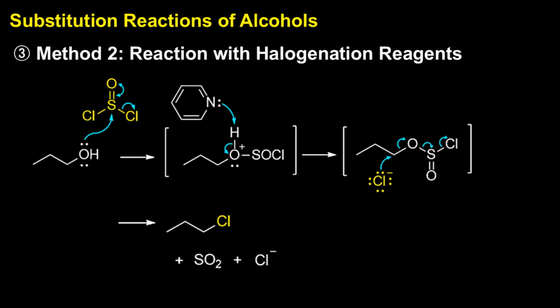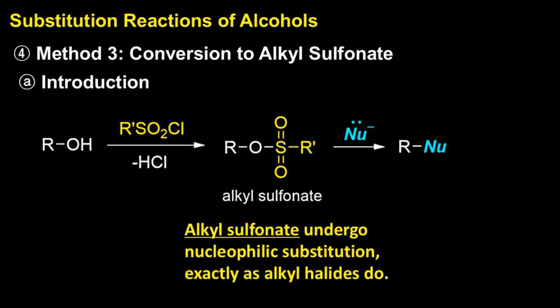Let's walk through how the SOCl2 mechanism works in pyridine. First, the alcohol's lone pair attacks the sulfur in SOCl2, forming an intermediate where the OH is now linked to a sulfonyl group. Then pyridine removes a proton, helping stabilize the intermediate. Next, the chloride ion comes in, does a backside attack, and kicks out the leaving group, giving you an alkyl chloride. There's one more strategy you should definitely know, and that's converting alcohols into alkyl sulfonates.